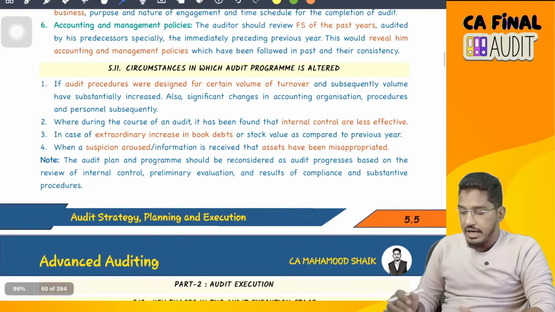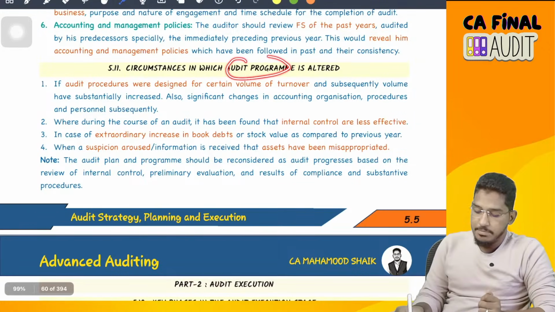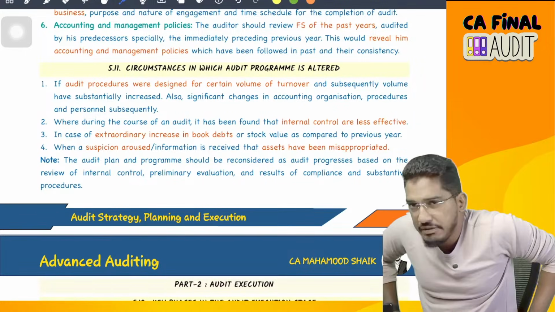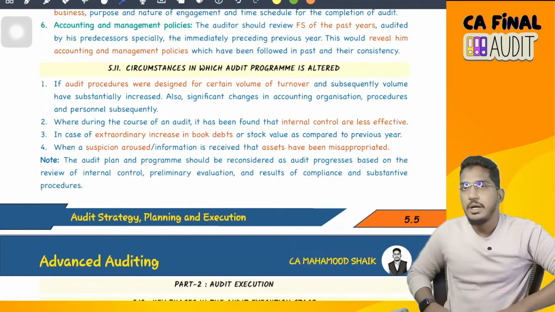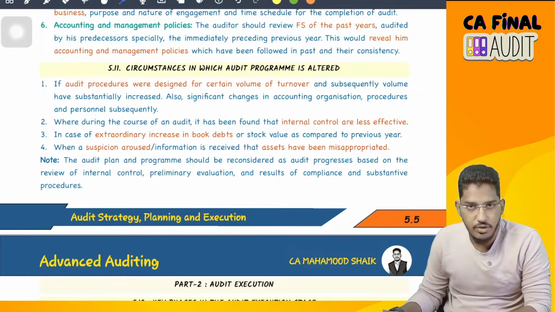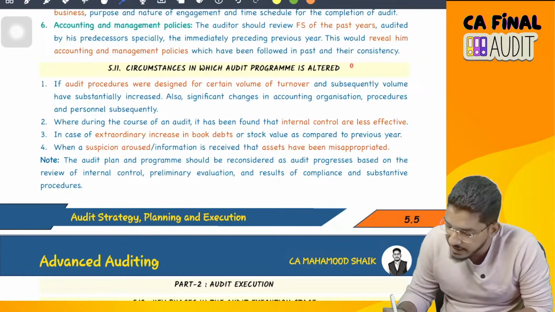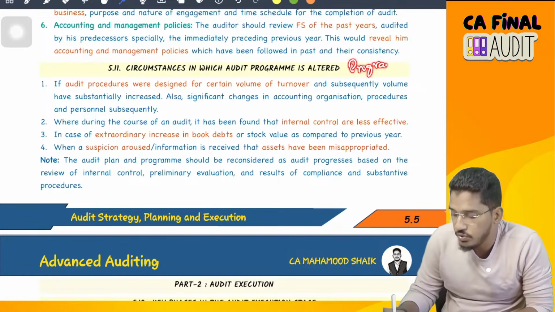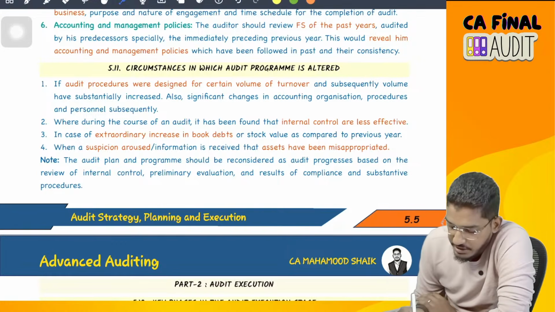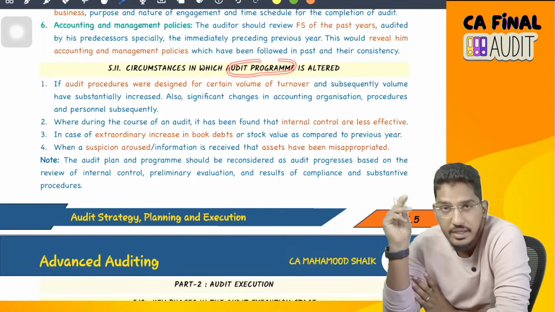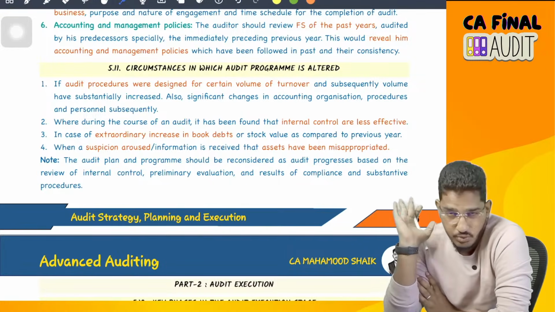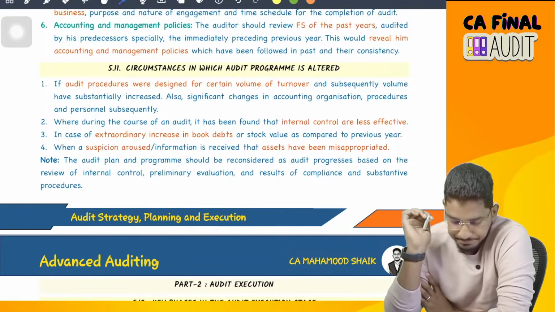See, like the way we make changes to the audit strategy and plan, as we have seen in the previous part of the chapter. Initially we establish the audit strategy and audit plan, but if required during the course of the audit, we make changes to them, no? Similarly, once we have drafted our audit program also, during the course of the audit, if required, we can make changes to our audit program also. Sir, when will we make changes? In what circumstances do we generally make changes to our audit program?